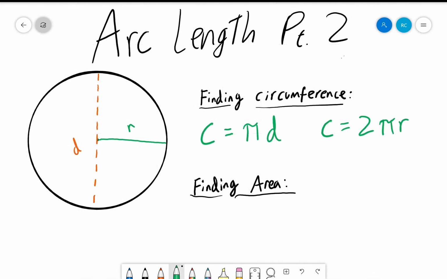And just in case you don't remember from IM1, the area of a whole circle is pi times the radius squared. Pi r squared. So I'm going to give you a few seconds, pause the video, write these formulas down if you need them, because we're going to be using them in just a moment.